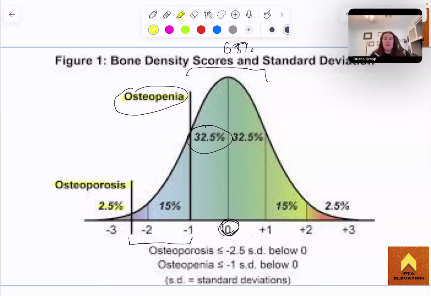You might think, oh my gosh, I feel like every old lady I see has osteoporosis. Well, not all of them have osteoporosis. Sometimes they don't understand that they actually have osteopenia. It's not as bad as they think.